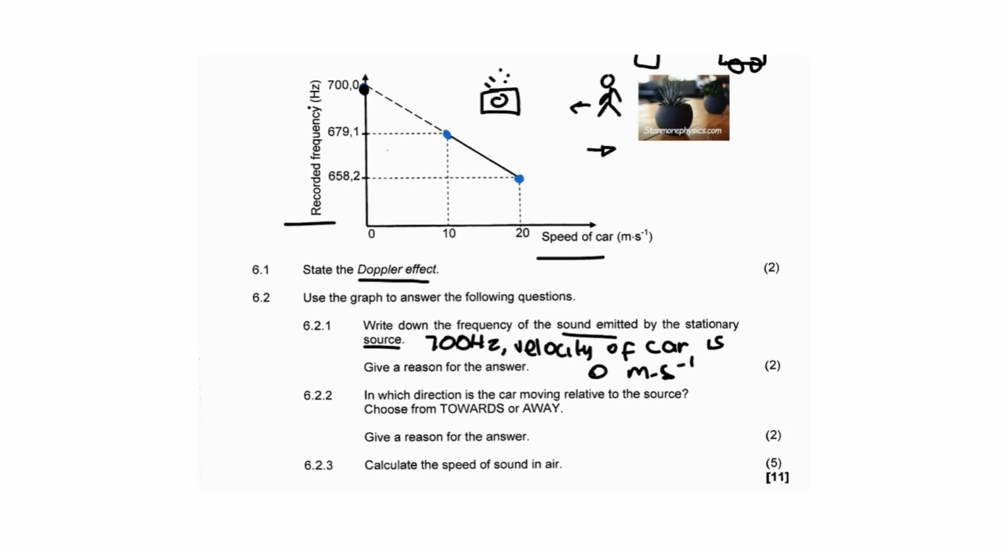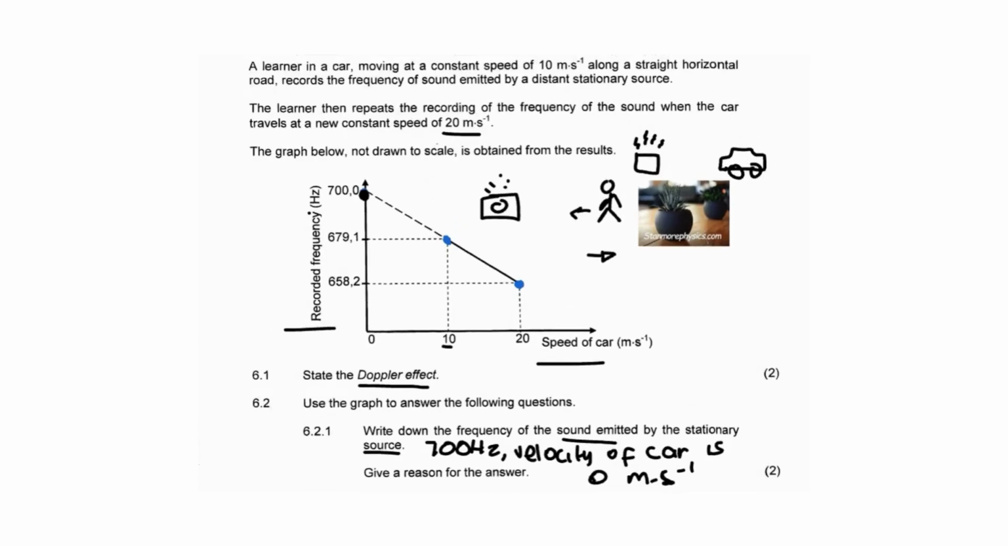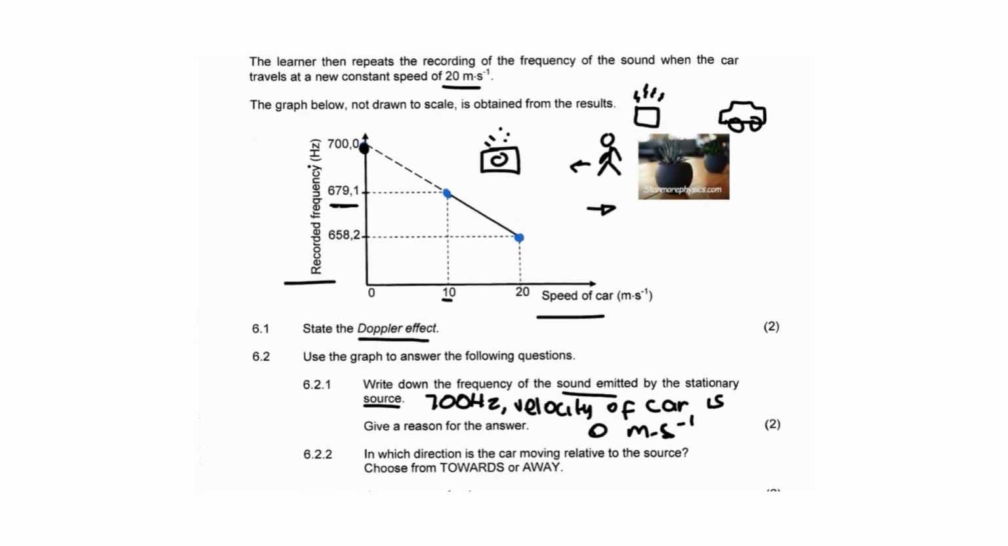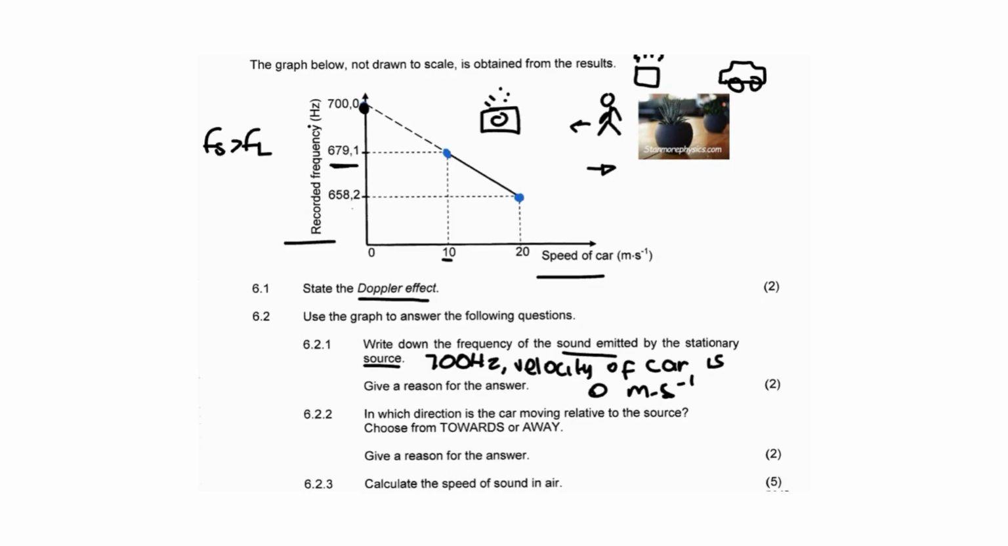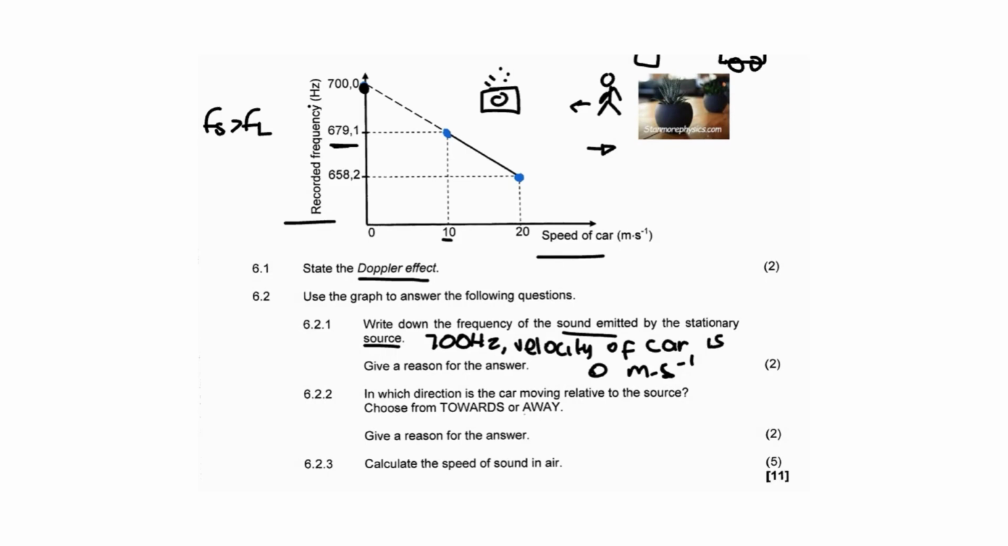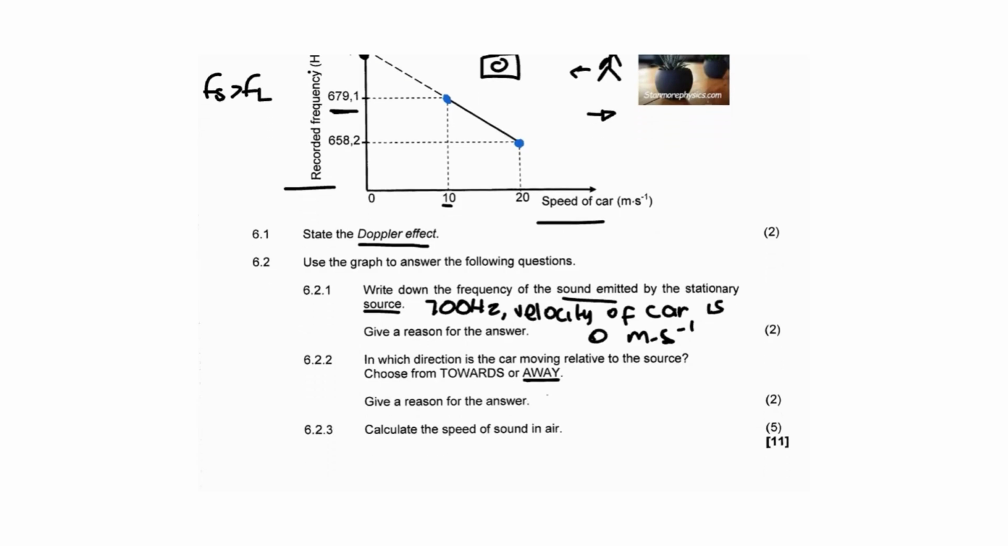But now, as the car was moving at 10 meters per second, the learner recorded a frequency that is smaller. So the frequency of the source is greater than the frequency of the listener. This would mean that the learner and the car were moving away, because what they were actually hearing was less than what was playing. That is because the distance was increasing, or the wavelength. So I'm going to say away, and the reason is that the frequency of the source is greater than the frequency of the listener.